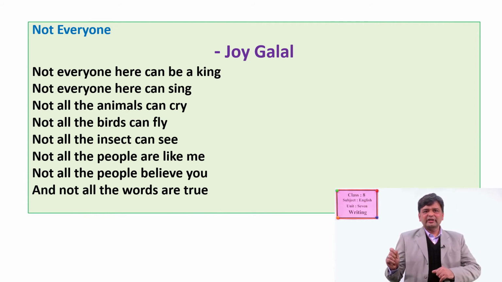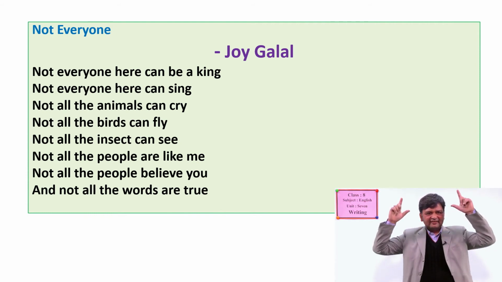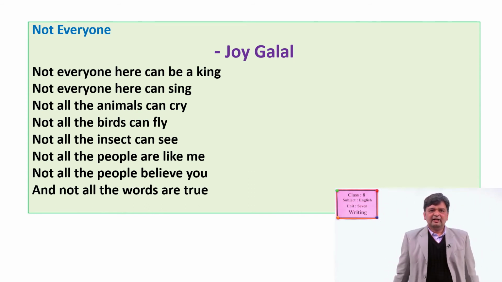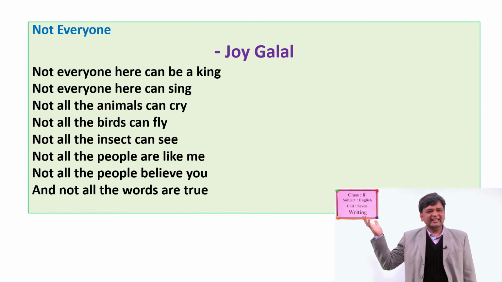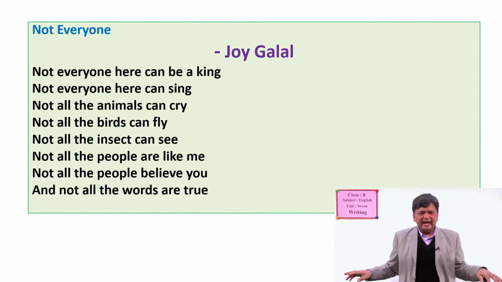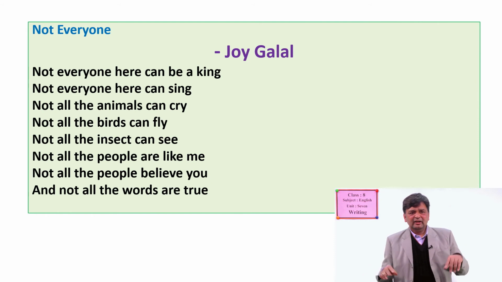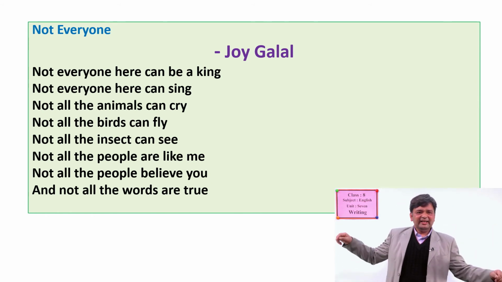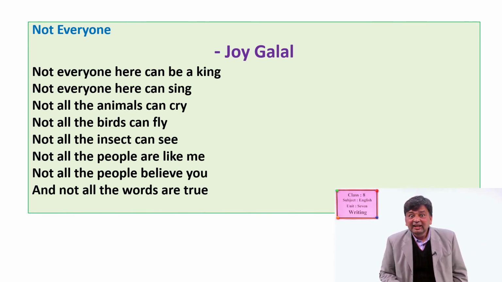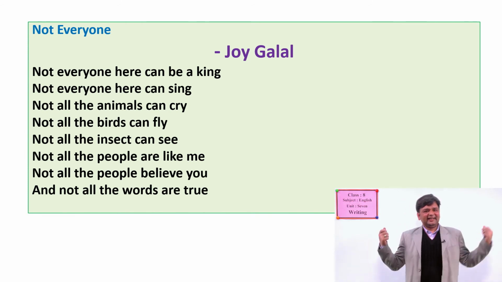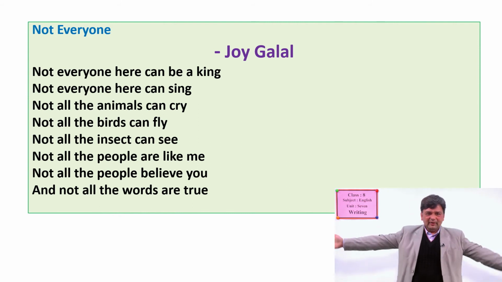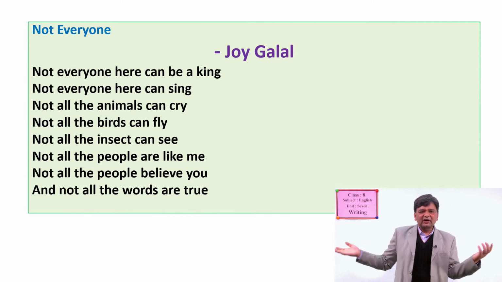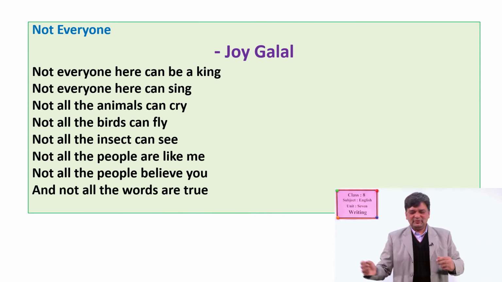Not everyone here can be a king, right? Not everyone here can be a king. Not everyone here can sing. Not all the animals can cry. Not all the birds can fly. Not all the insects can see. Not all the people are like me. Not all the people believe you, and not all the words are true.